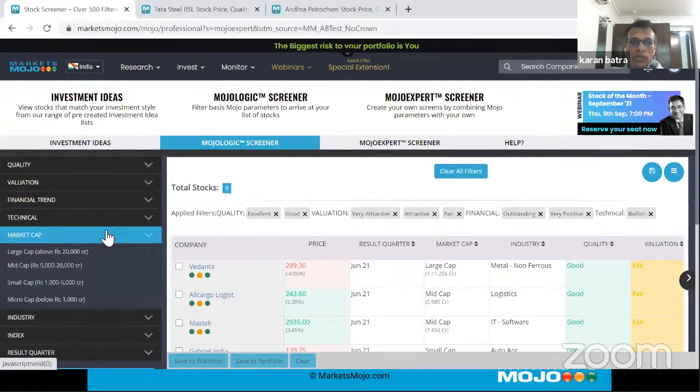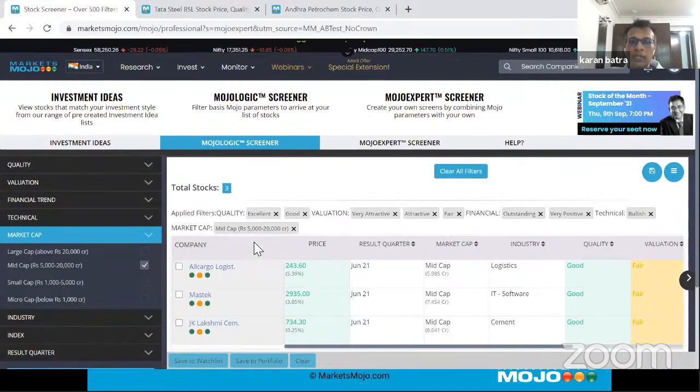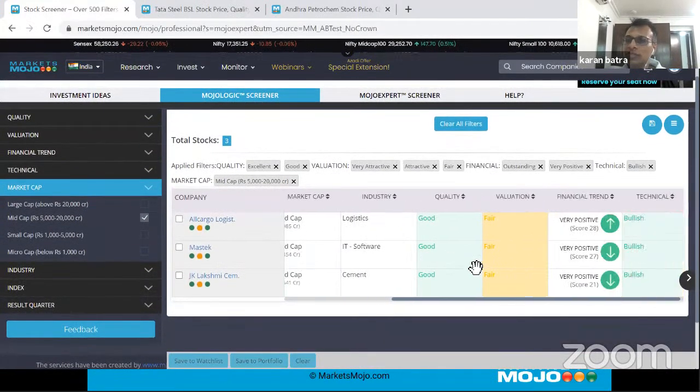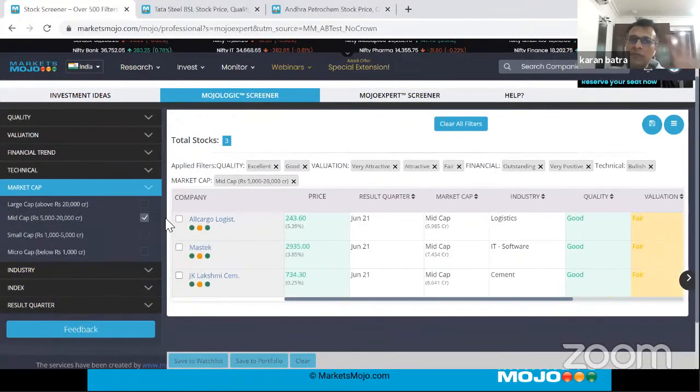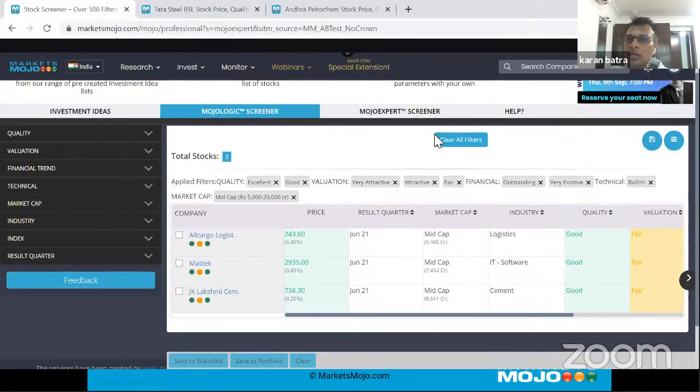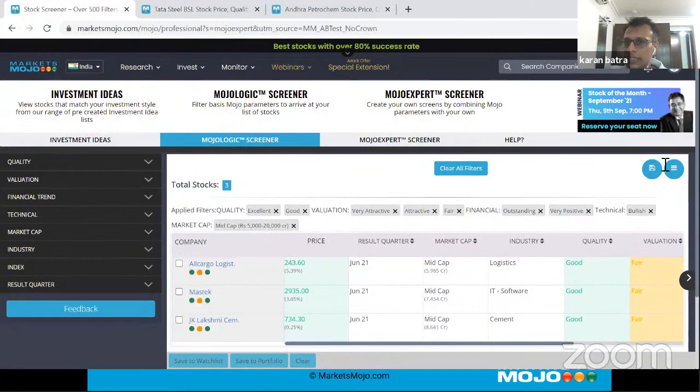And I want, let's say, a mid-cap company. So only these 3 companies qualify for this. Like this, you can build your own screens based on the 4 key dot parameters, and on top of that, you can overlay the market cap and industry parameters. You can always save any screen that you create and come back to it later.